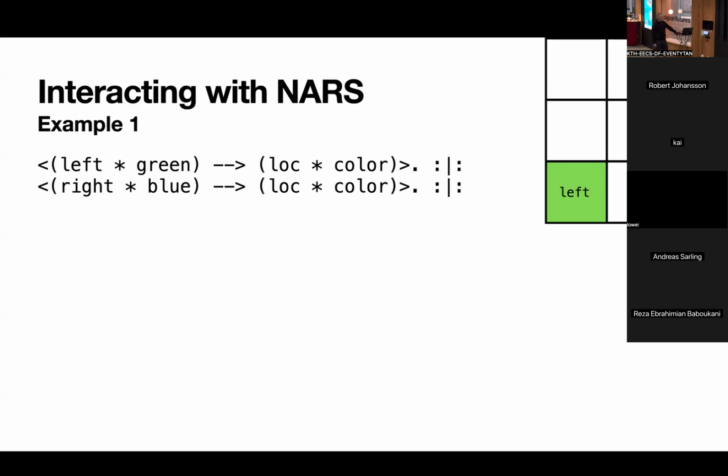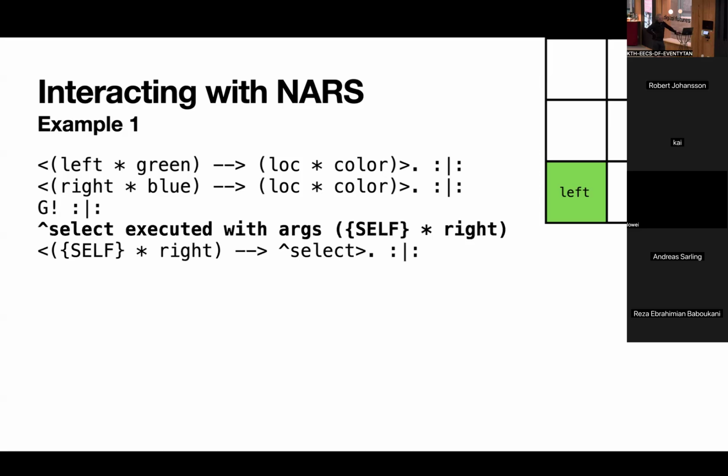So if we show this situation to NARS, it has no clue what to do. So we enter, for example, G exclamation mark, G meaning a goal. So we enter that as a goal event. And since the system doesn't know anything, it relies on motor babbling to, for example, select right. So we, as designers, or the person interacting with NARS, can present G as a consequence.